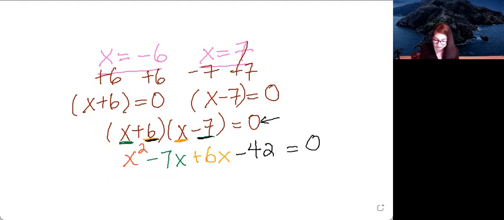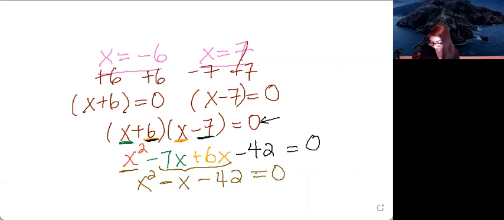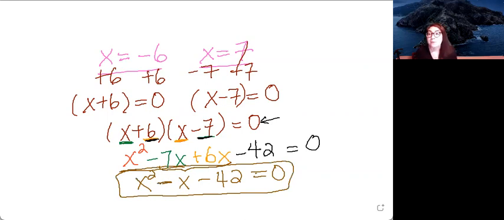And now we're going to combine like terms. So we have x squared, the only x squared. But right here in the middle, negative 7x plus 6x is negative 1x. And then minus 42 equals 0. And there we have it. There is the equation, the result of taking the solutions and coming to one full equation.